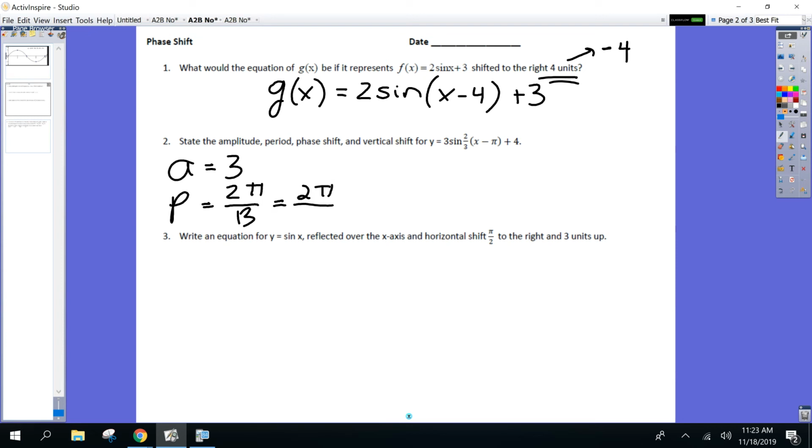2 pi, what is the b value up here now? It's still the number after the sine, which is 2/3. 2 pi divided by 2/3. And you're going to have to do a little skip and flip there. Three pi. When you skip and flip, 3 pi. The 2's cross out.